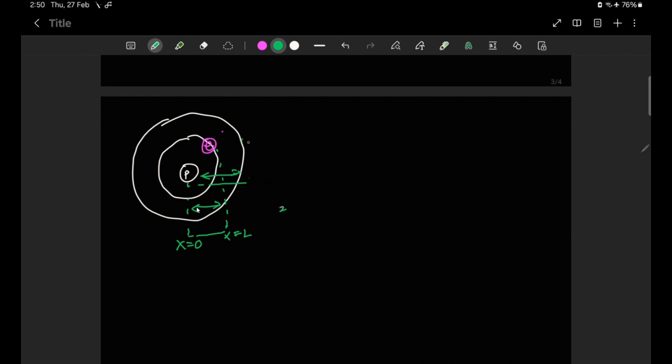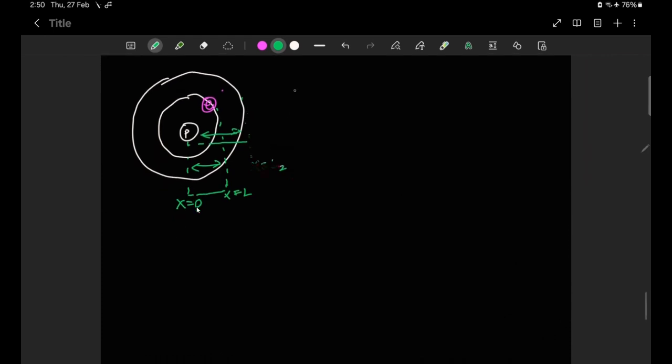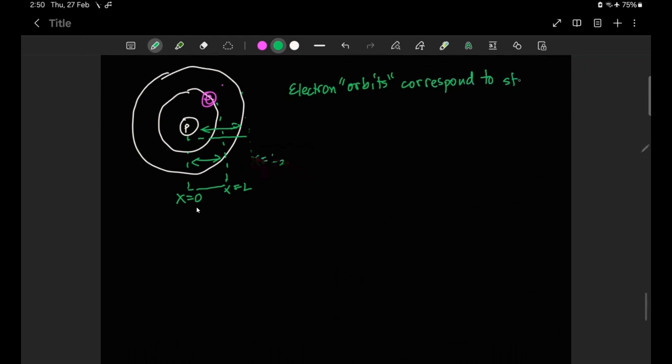Okay, so the electron orbits, as Bohr would call them, and let's use quotations, because orbits are not necessarily the correct term here, correspond to standing waves, meaning you can only have specific shapes, as we discussed for standing waves in classical physics.